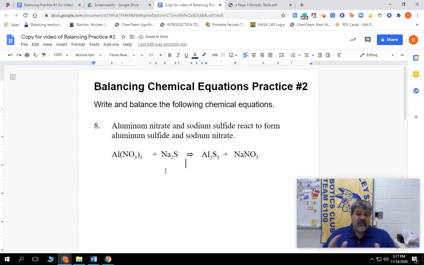Remember, since I have the polyatomic ions on both sides, we're going to keep them together. So I'm going to do aluminum, and then I'm going to do sodium. Again, I like to put my polyatomic ions at the end. So then we're going to do sulfur.